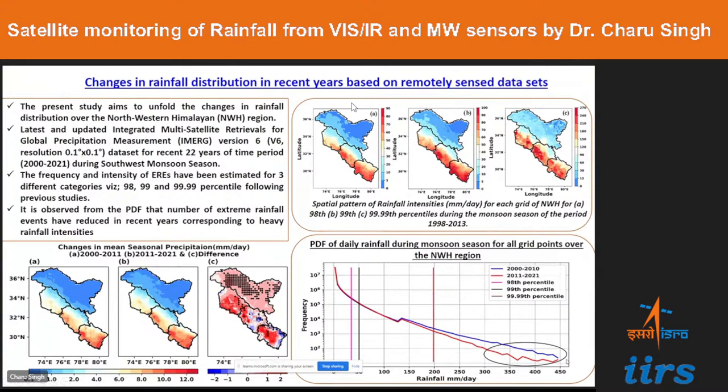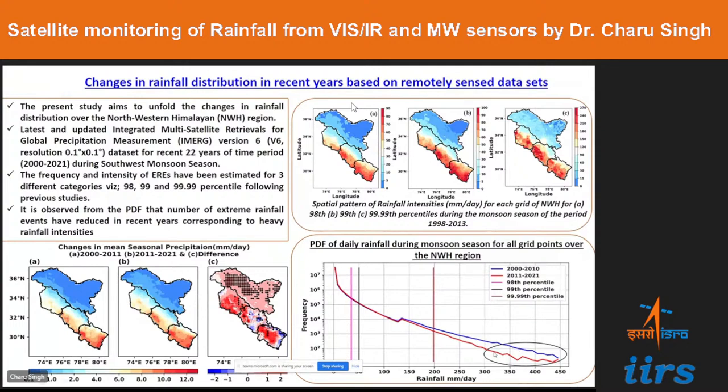But if we go with the event wise and compare this PDF of the 2 time periods, like first 10 years and the last 10 years, towards the tail, the number of events corresponding to heavy rainfall events are actually decreasing in present day or the recent 10 years as compared to the previous 10 years. Because here the blue curve is corresponding to the previous 10 years.